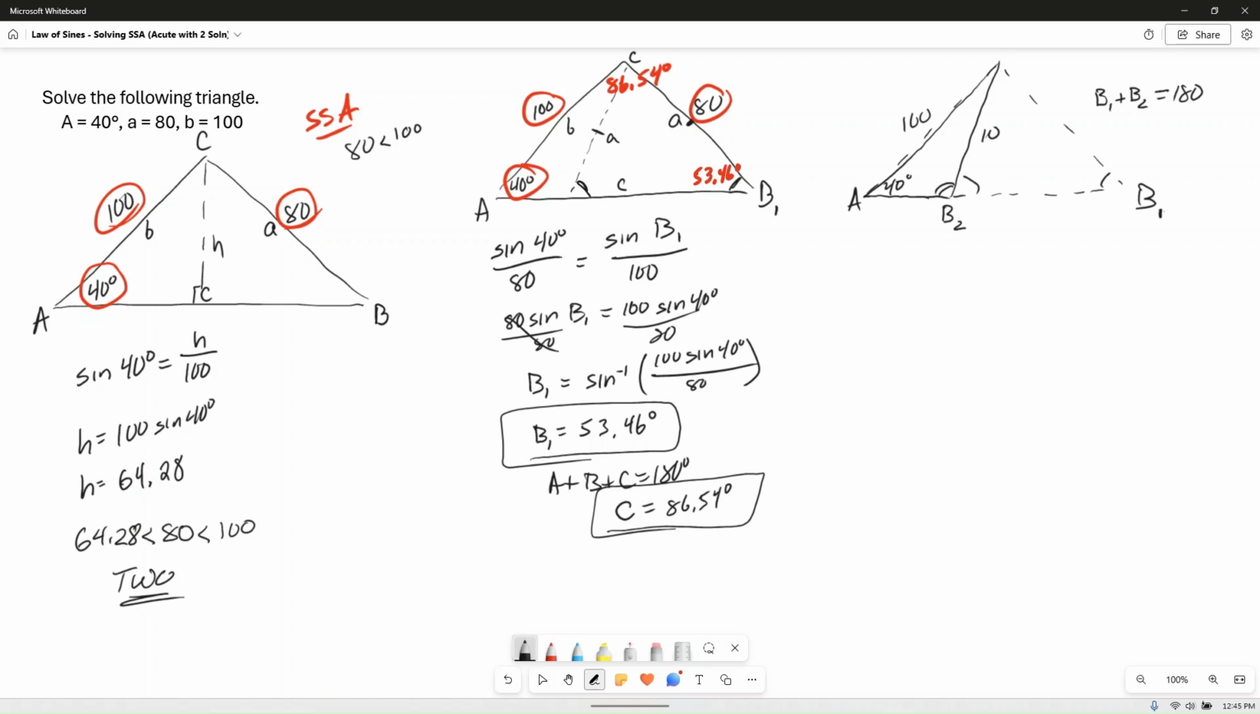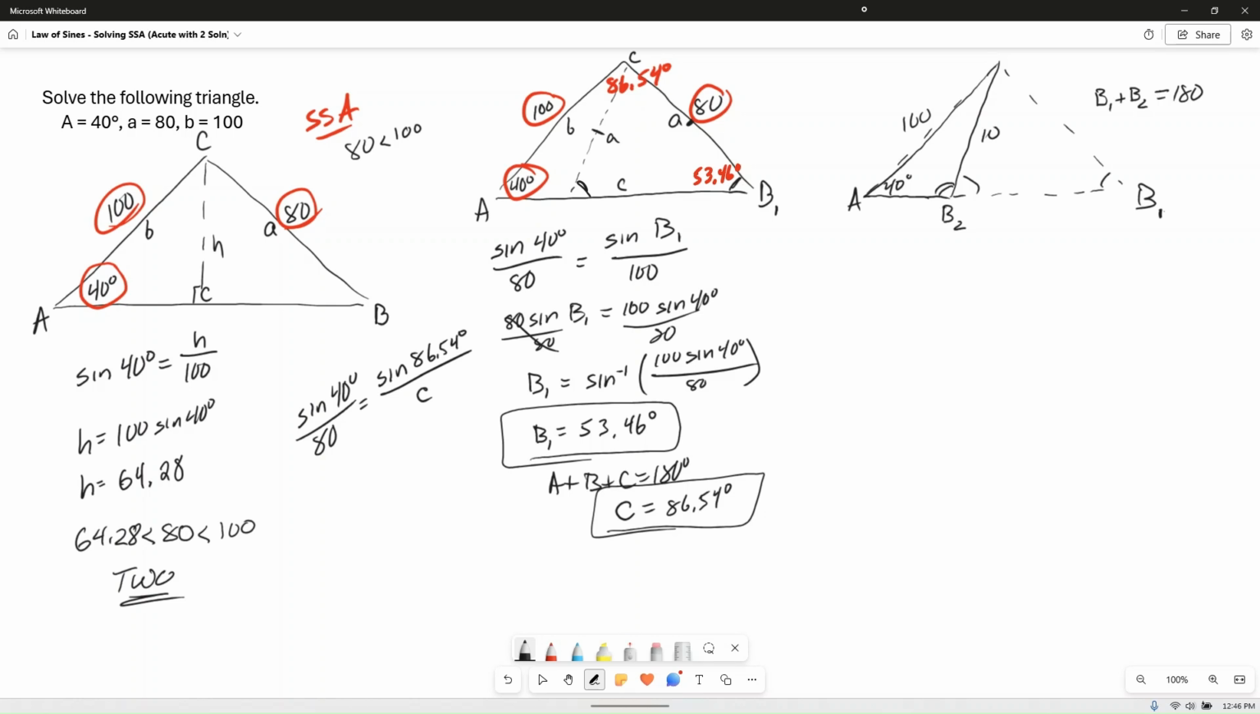All right, and the last piece to find is side C. We can now set up our proportion. We'll use the A's again as our main one. So we have the sine of 40 degrees over 80 has to equal the sine of angle C, which is 86.54 degrees, over side C.